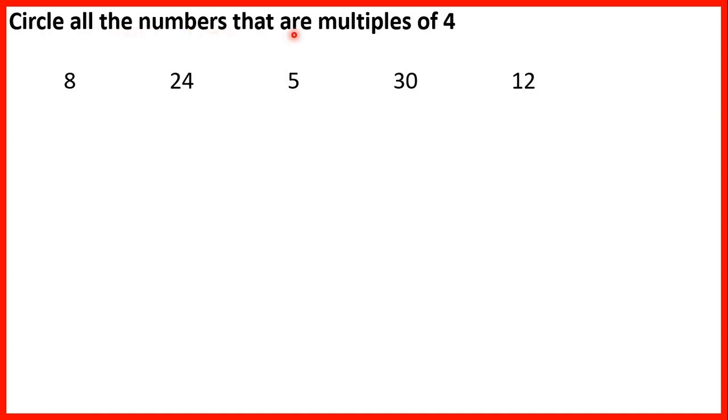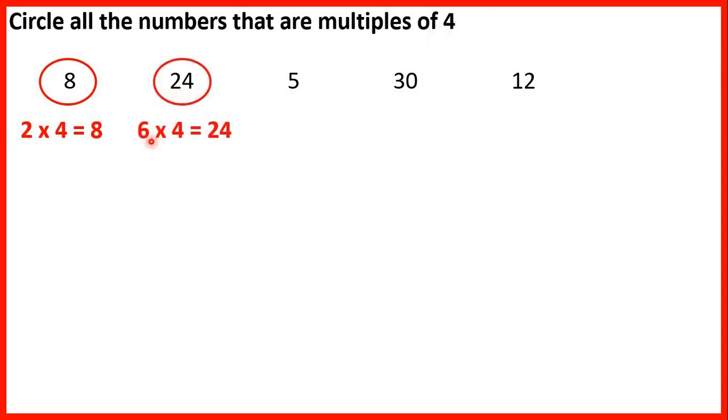Circle all the numbers that are multiples of 4. So a multiple of 4 is a number in the 4 times table. So 8 is a multiple of 4 because 2 times 4 is 8, or 8 divided by 4 is 2. 24 is a multiple of 4 as well because 6 times 4 is 24, or because we can divide 24 by 4 and we get a whole number.